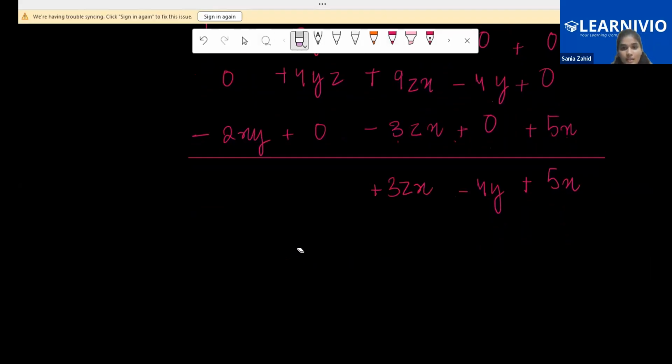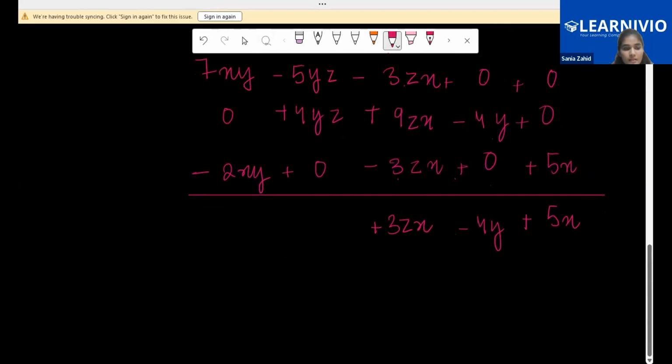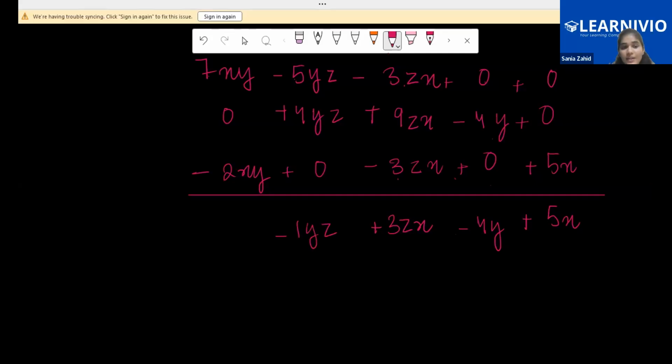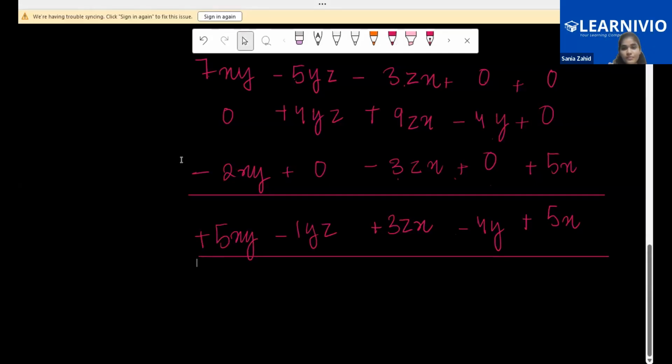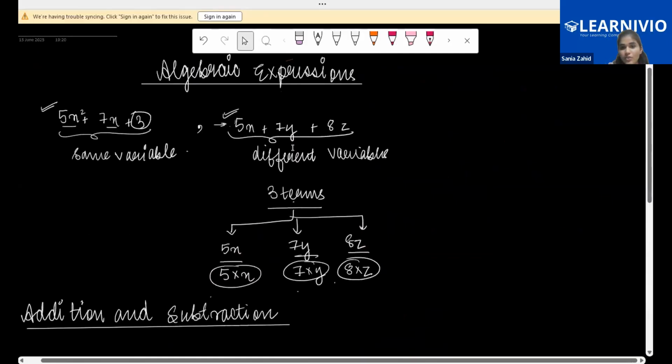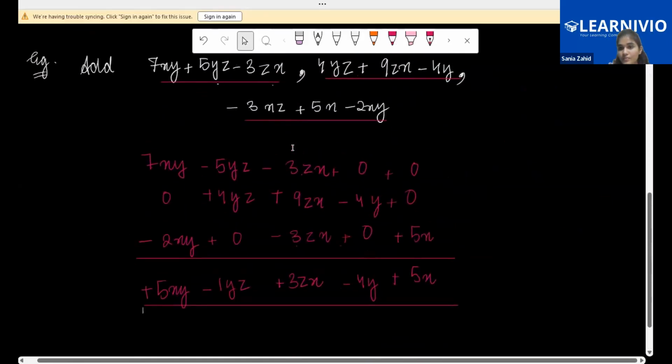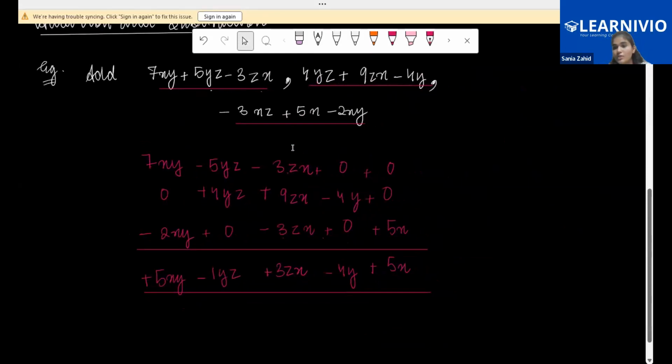Okay? Do you understand or not, children? Yes, ma'am. Okay. Now you have minus 5 and plus 4. So minus 5 and plus 4 gives you minus 1yz. So you just write it down like this. Now you have plus 7 and minus 2. So you write down plus 5xy. Okay, children. This is how you can solve this. Now, just look at the solution carefully and tell me, do you understand or not? Any doubts, children? No, ma'am.